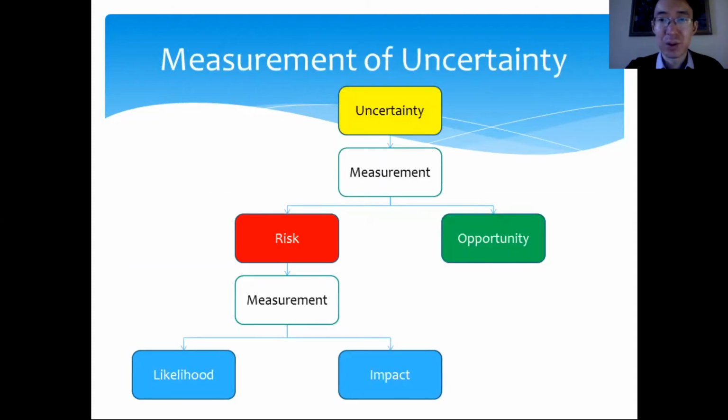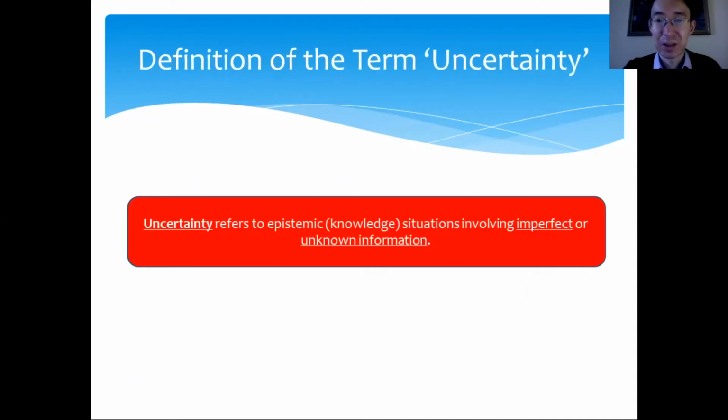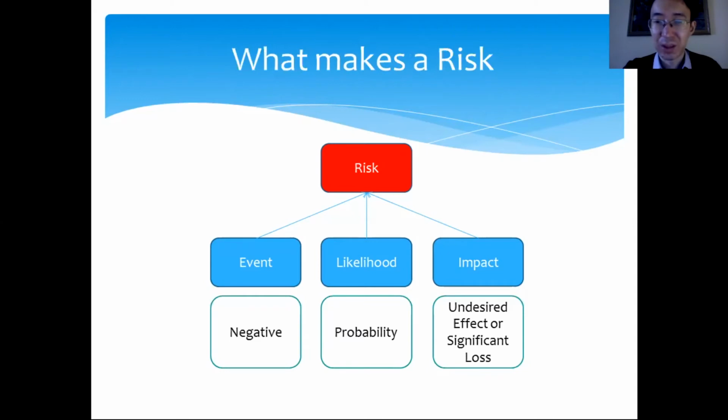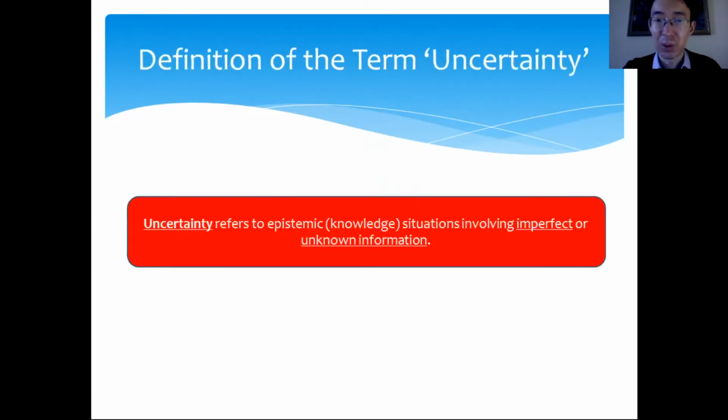So how can uncertainty turn into a risk or opportunity? It can turn by measuring it. So we study, we gather information, and as soon as we have enough information to classify it, we call the situation an opportunity for us or a risk. If it is something that can cause an undesired effect or significant loss, we call it a risk.